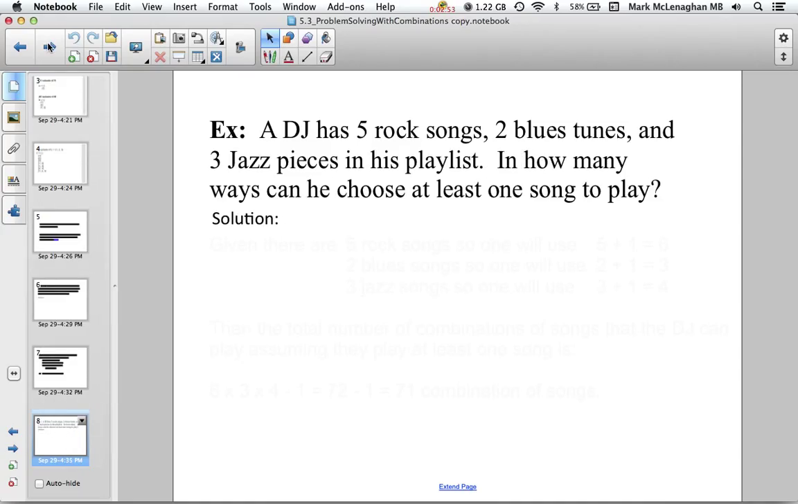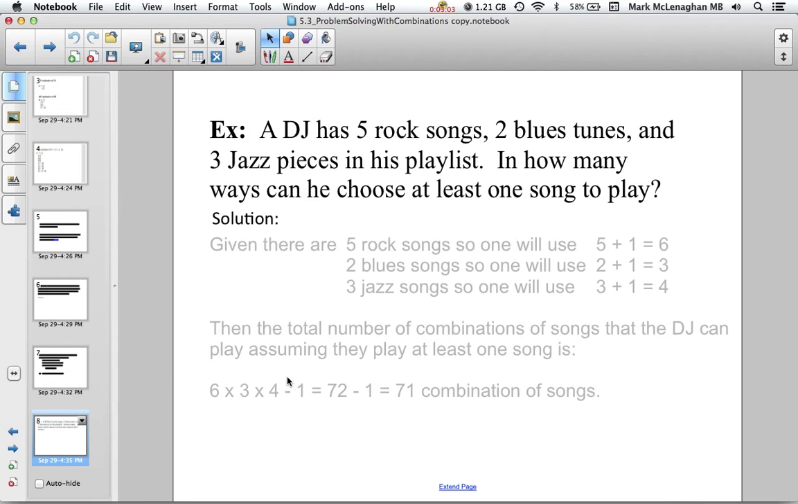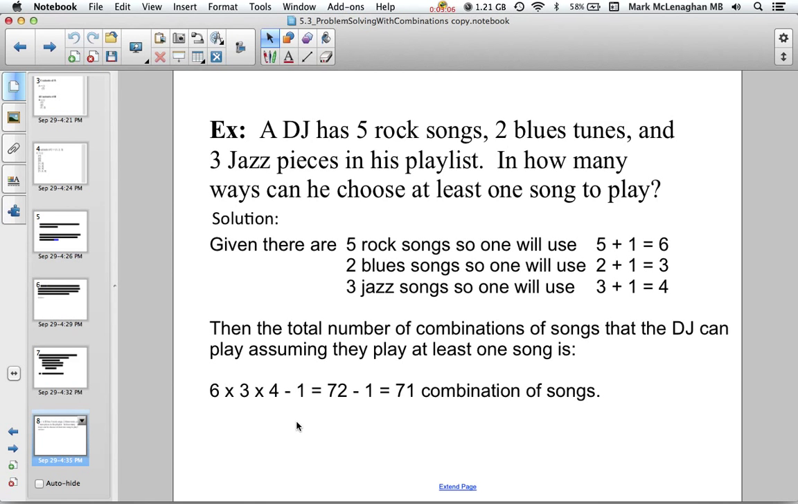So for example, a DJ has 5 rock songs, 2 blues tunes, and 3 jazz pieces in his playlist. How many ways can he choose at least one song to play? We have to add 1 to each of our numbers of elements. So 5 plus 1 is 6 for the rock, 2 plus 1 is 3 for the blues, and jazz is 3 plus 1 for 4. The total number of combinations of songs the DJ can play, assuming at least one song, is 6 times 3 times 4 minus 1, which is 72 minus 1, which is 71 combinations of songs.